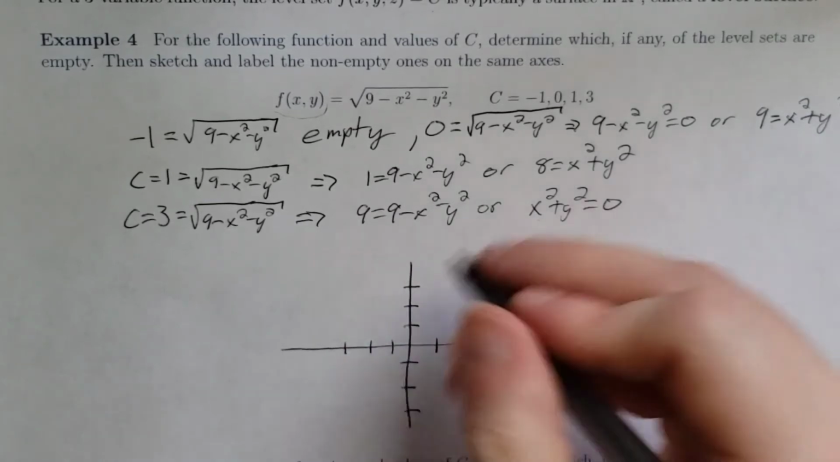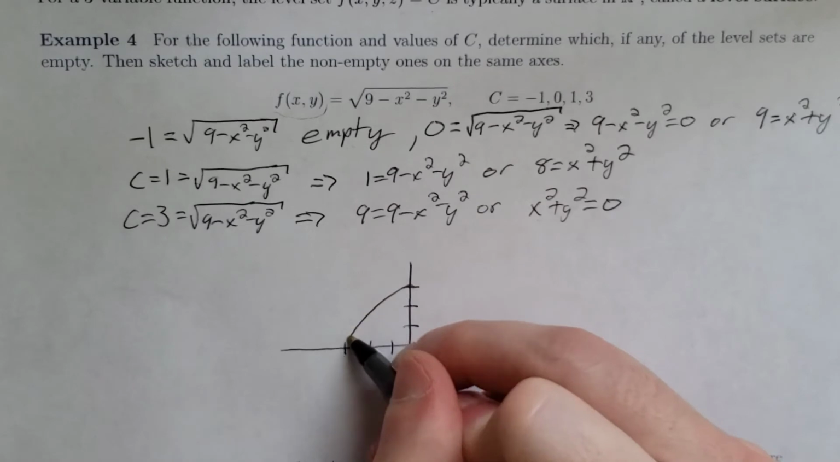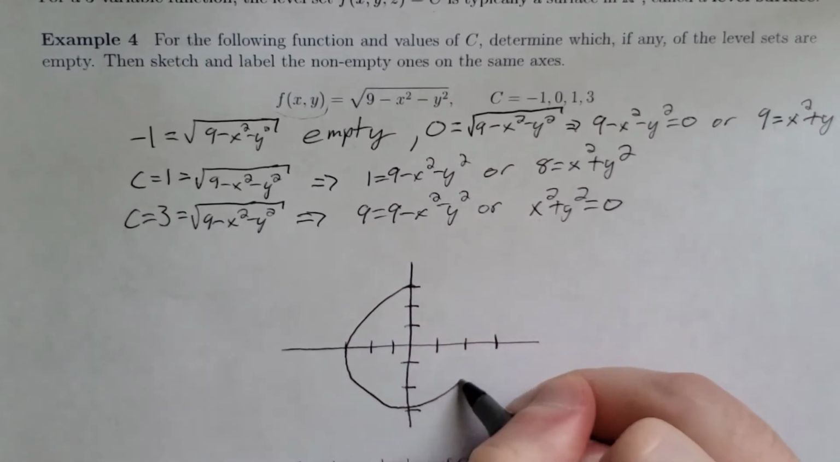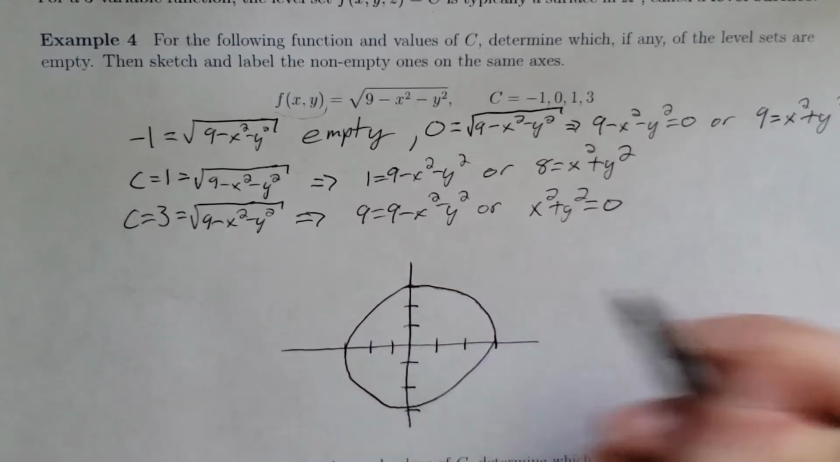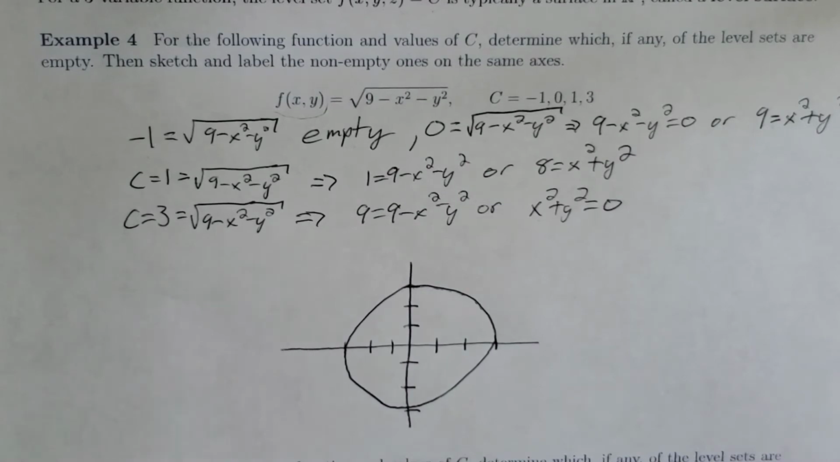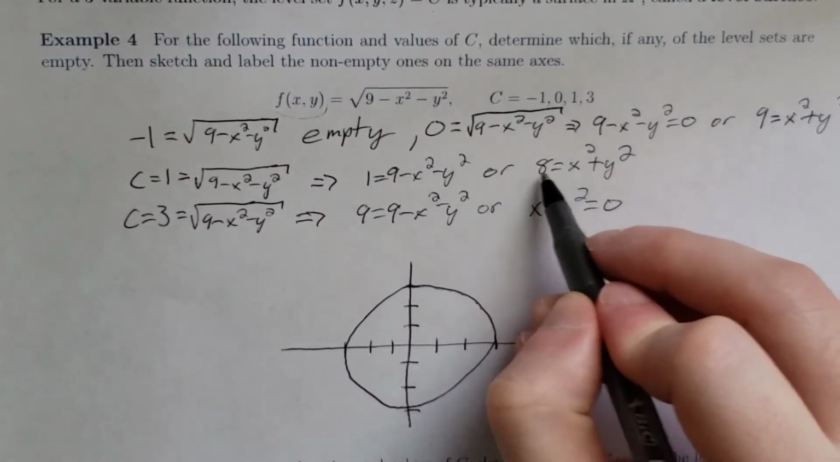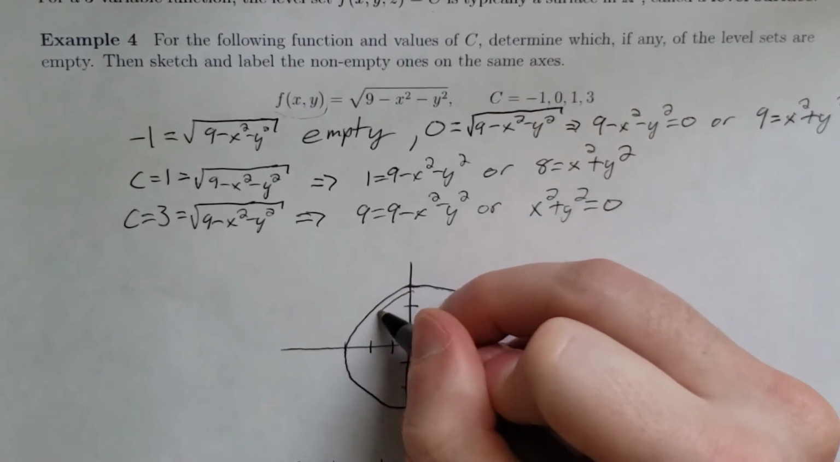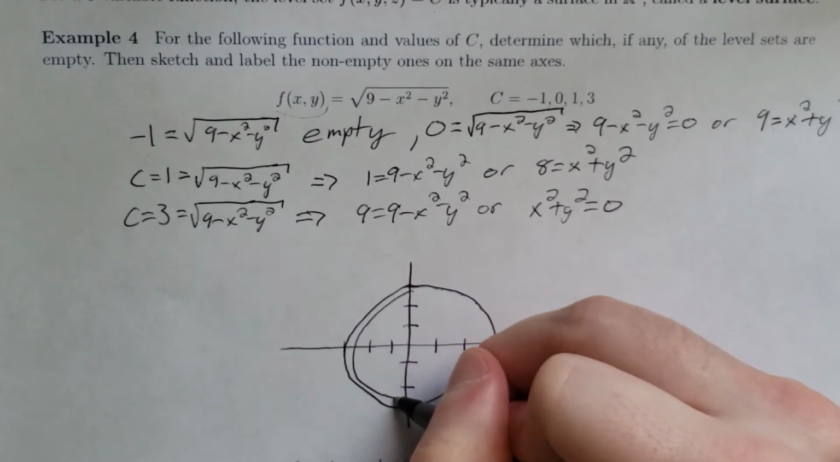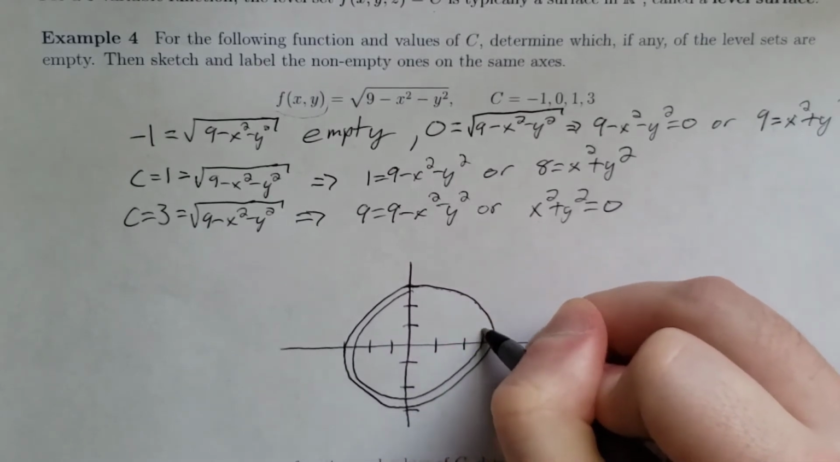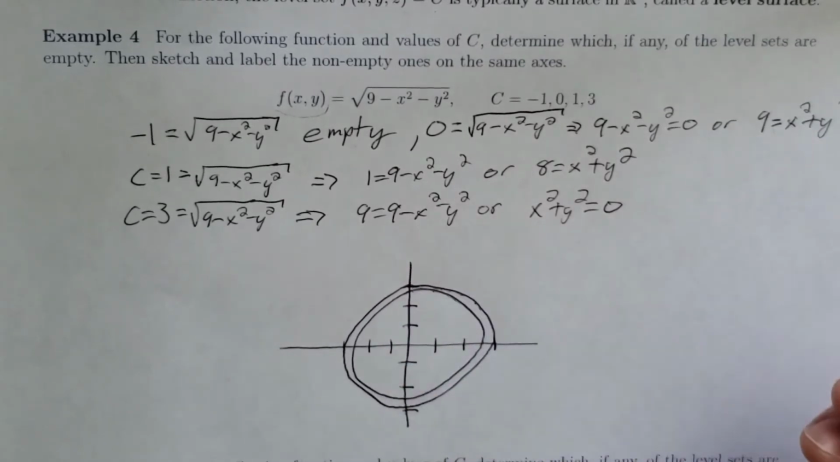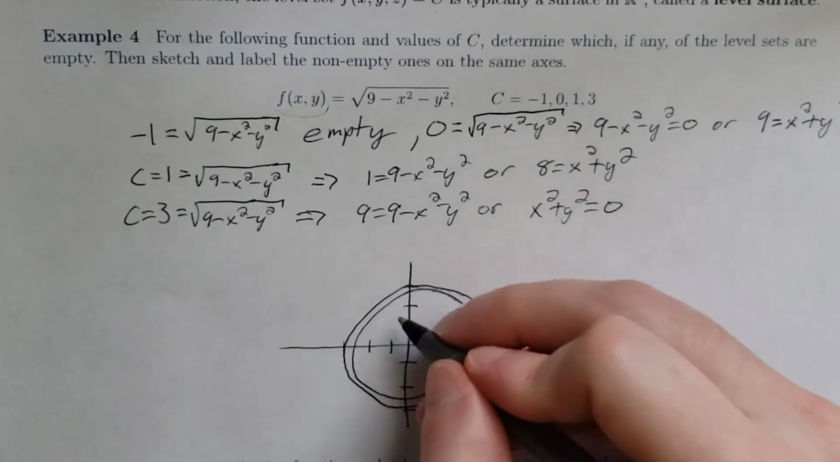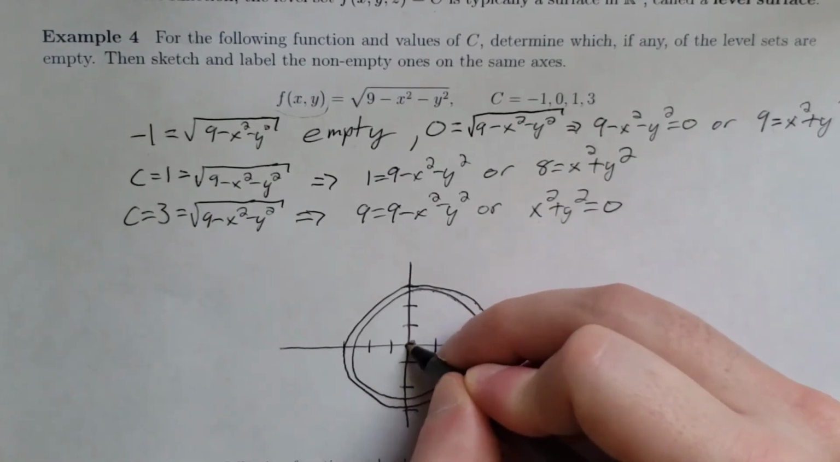This first one up here is a circle of radius 3. Sorry, that doesn't look like a circle. I did a bad job of drawing there. The second one is a circle of radius square root of 8. So that's just a little bit smaller here. And then we have a circle of radius 0, so that's just the origin.